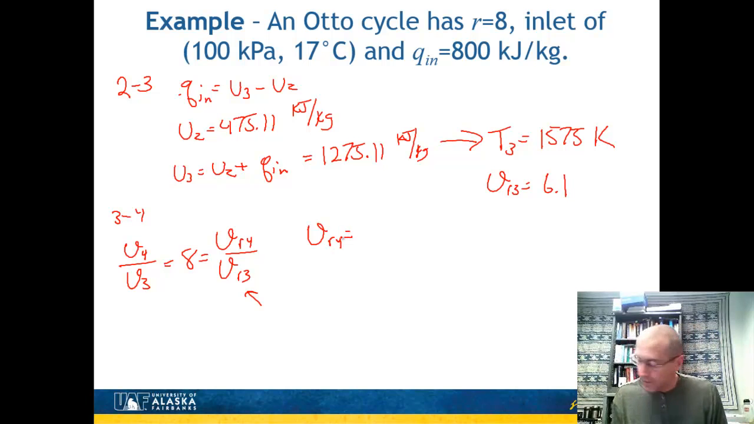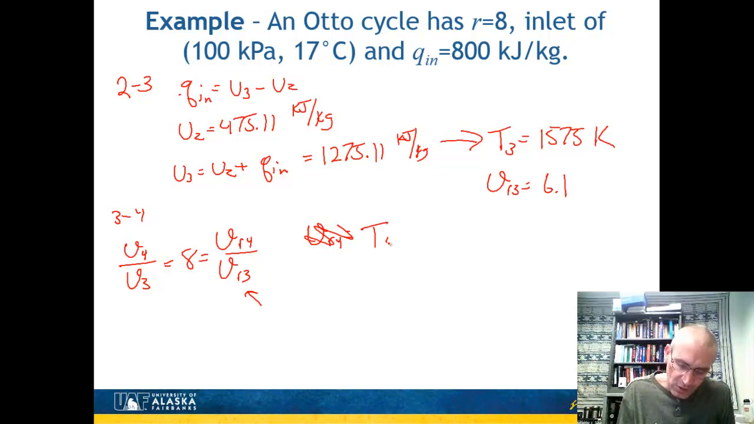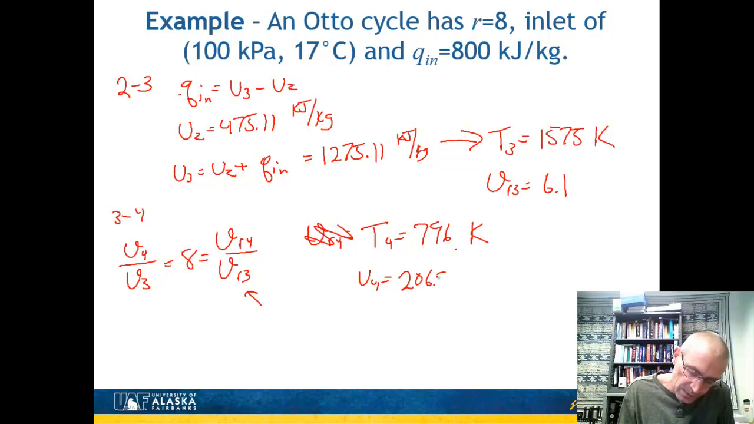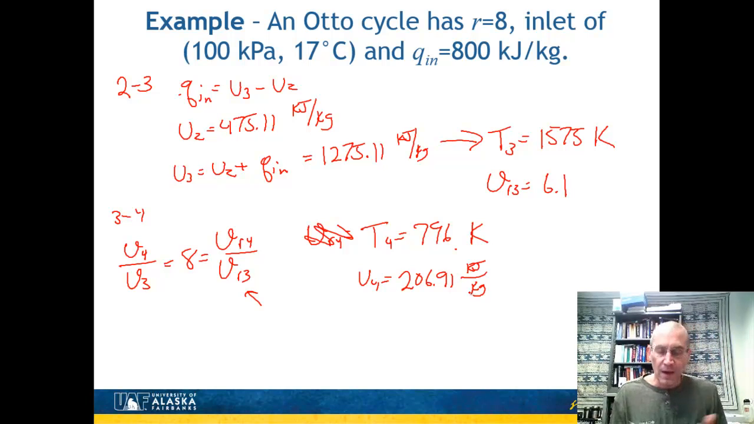Let me find it there. Oh, I don't have it. Actually, what I've got is my corresponding temperature, T4, and T4 is 796 Kelvin. Right, so then we got our final point, point 4. At this temperature, I can find out what is U4. U4 is 206.91, and that is kilojoules per kilogram. And now I'm pretty much done.